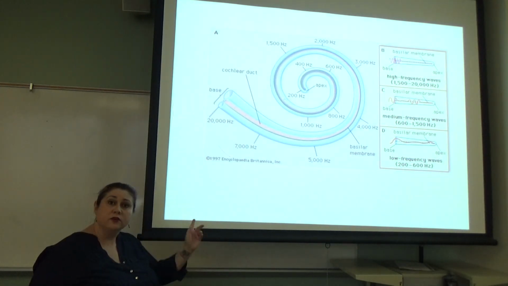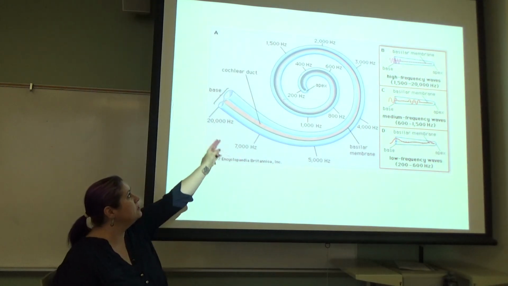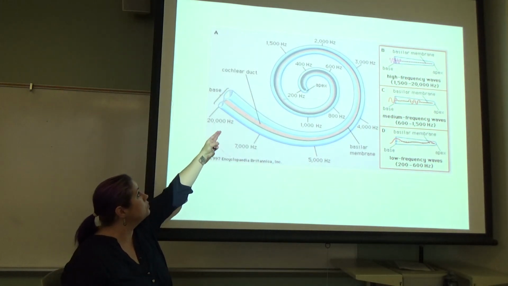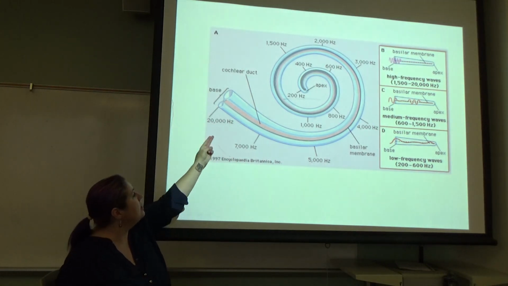All right, here we go. So here's the cochlea, and this is just a diagram. It represents the actual chambers in your cochlea, and it represents the basilar membrane in your cochlea.